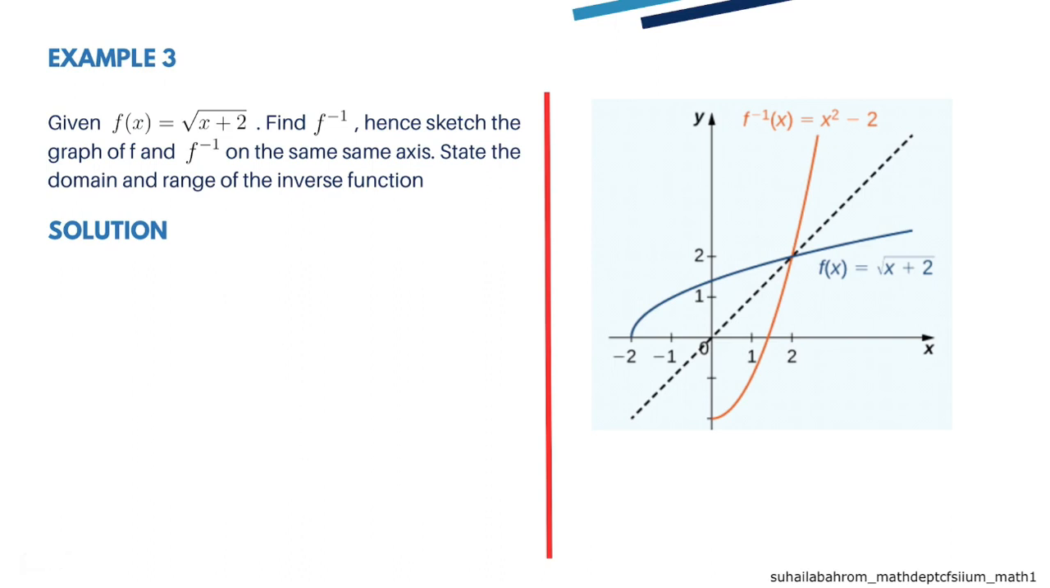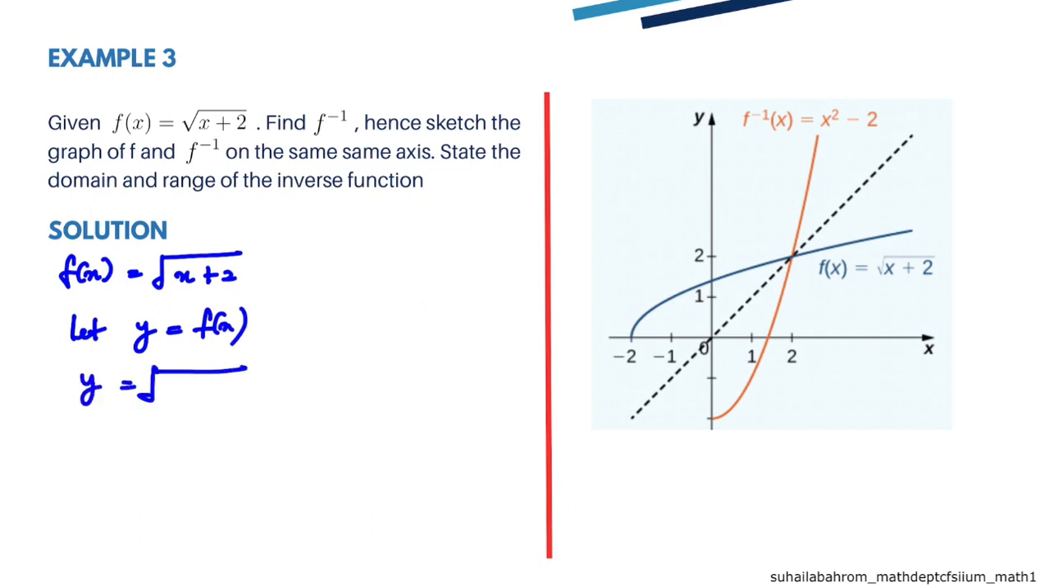Okay, so let's look at today's example. We have the function f(x) = square root of (x + 2). What we have to do here is, first, find the inverse function. Given f(x) is the square root of (x + 2), let y equal f(x). So y = square root of (x + 2).